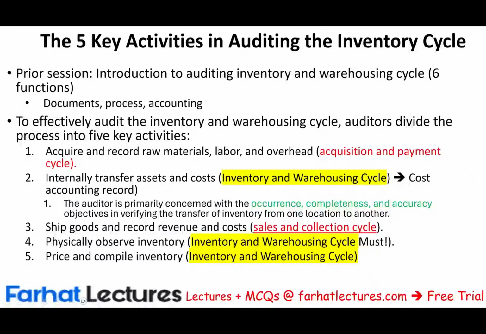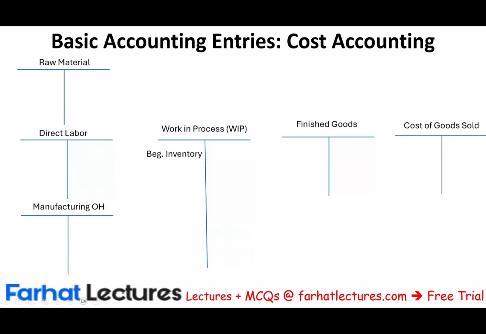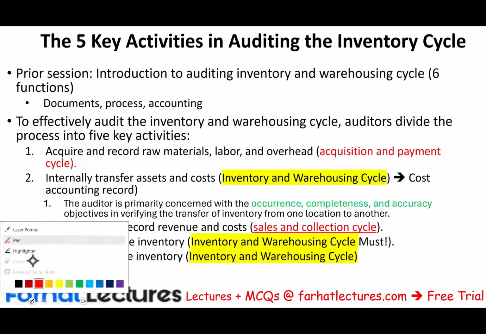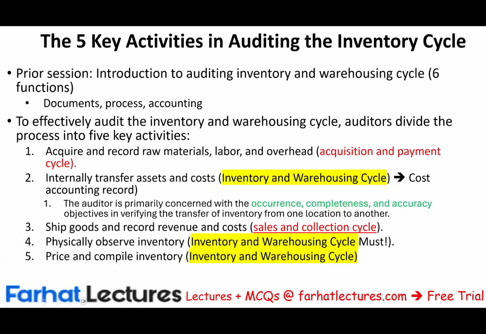Hello and welcome to this session in which we will discuss auditing the cost accounting record during the inventory cycle. One of the steps in the inventory cycle is when we transfer assets and cost internally from one account to another. For example, from raw inventory to work in process, from work in process to finished goods. And that's one of the processes that we undertake when we're auditing the inventory cycle, one of the 5.